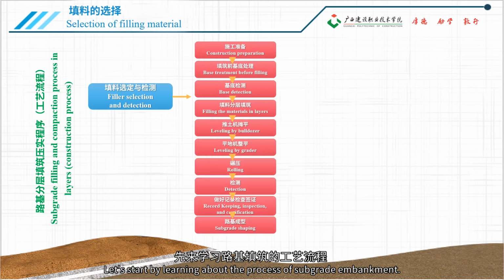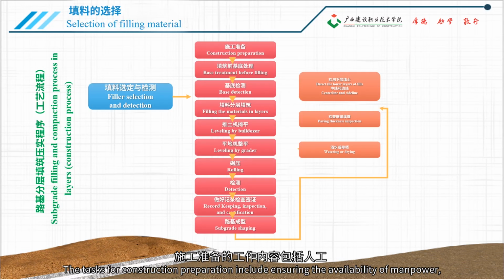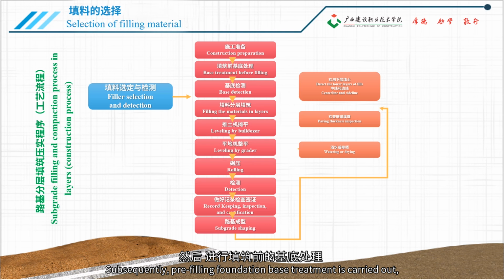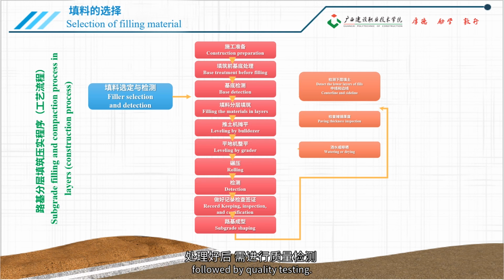Let's start by learning about the process of subgrade embankment. The tasks for construction preparation include ensuring the availability of manpower, materials, and machinery. Subsequently, pre-filling foundation-based treatment is carried out, followed by quality testing. Once the testing is successful, the transportation of fill materials can commence.